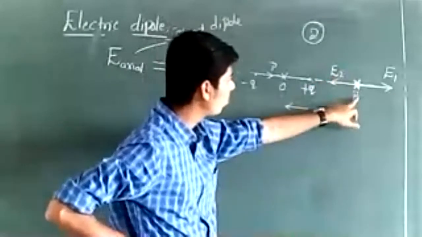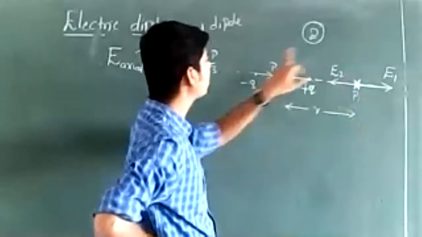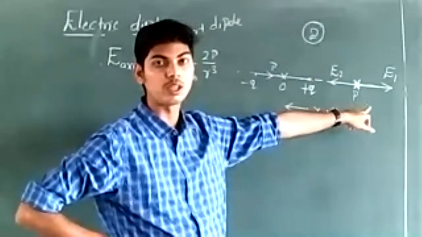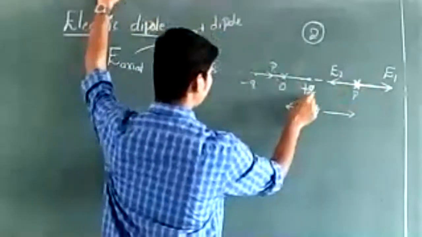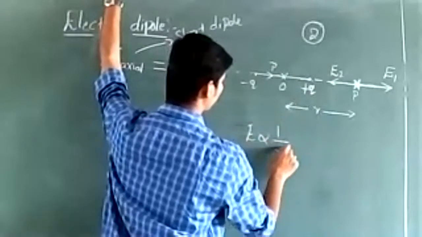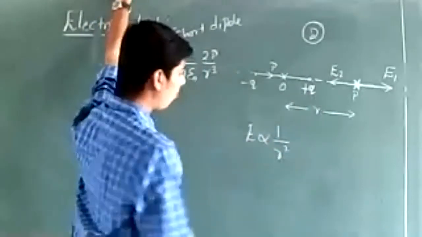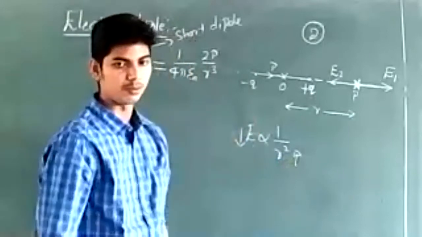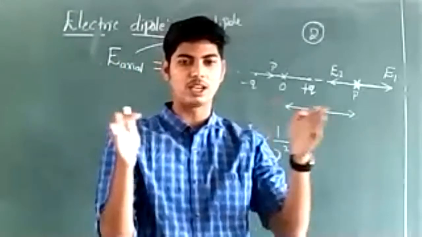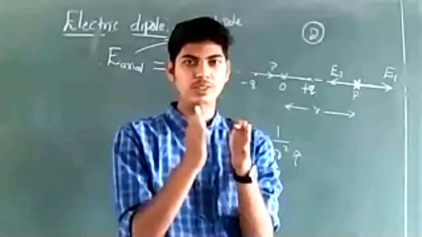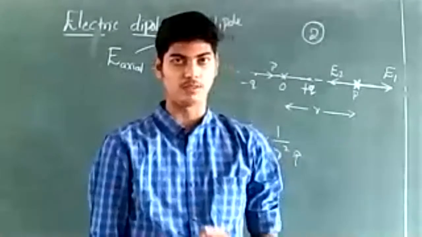Now try to think which charge is close to point P. Whether plus Q is close to point P or minus Q is close to point P. We know that electric field due to a point charge is inversely proportional to the square of the distance. More is the distance between charge and the point, less is the electric field. Less is the distance, more is the electric field.